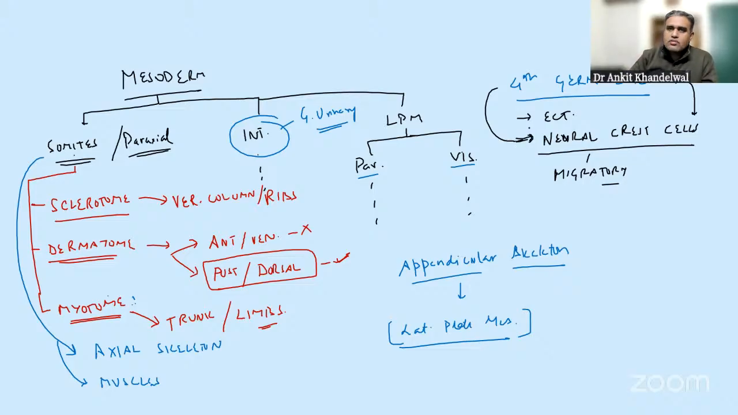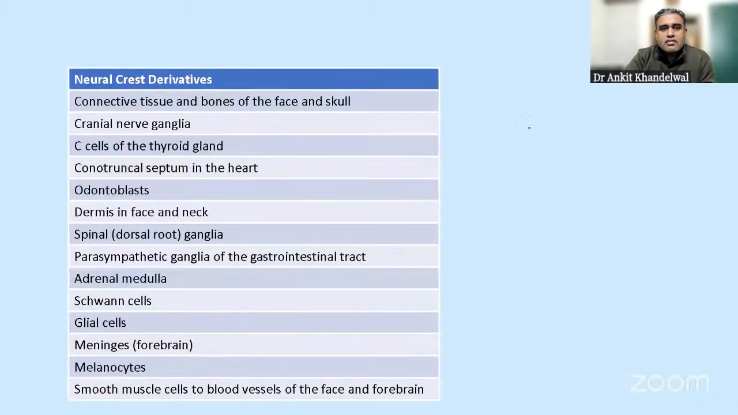On the edges of the developing neural tube, and then they migrate. That is a fourth germ layer, right? So now, with this knowledge, let us see what the various derivatives are. Here is a chart or a table showing you the neural crest derivatives, just what we were discussing as the fourth germ layer. And this is very, very important for your vivas, for your theory, for your MCQs.